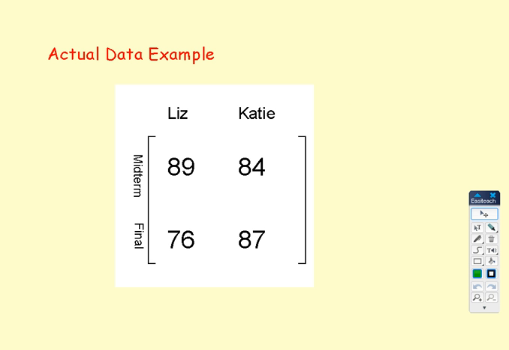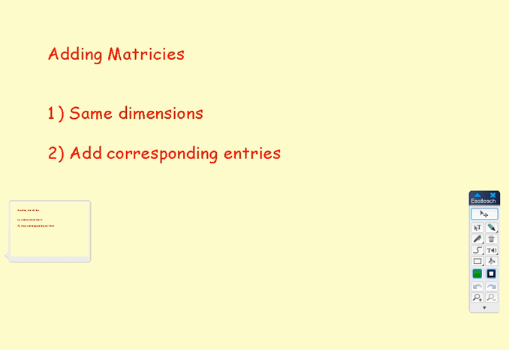Here's another matrix. It's a 2 by 2 matrix. It represents actual data, test scores of Liz and Katie. You can see Liz got an 89 on her midterm by just looking at the matrix. So it is actually used as a way to represent data.